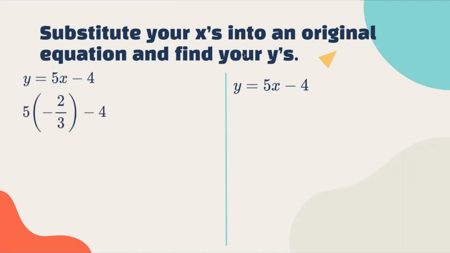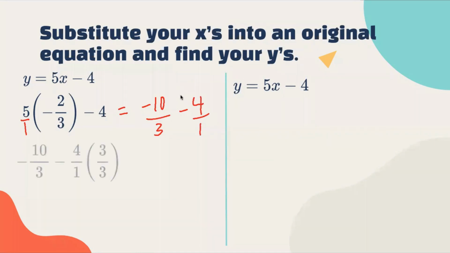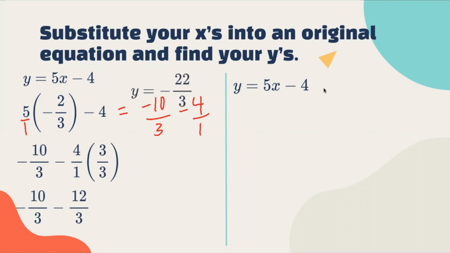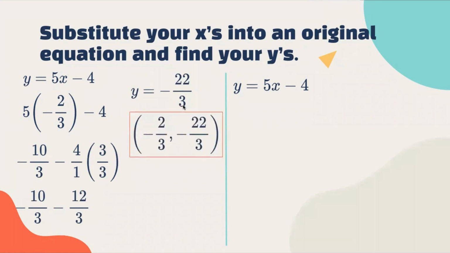If I plug in negative 2/3, 5 times negative 2/3 would be negative 10/3 minus 4. And now you would need to make a common denominator. So I'm going to go ahead and multiply negative 4/1 by 3/3 so that we can have a common denominator of 3. That would give you negative 10/3 minus 12/3. And all you have to do is simplify. Negative 10 minus 12 would just give you negative 22/3, and there is your y value. So your final solution or ordered pair would be negative 2/3 and negative 22/3.